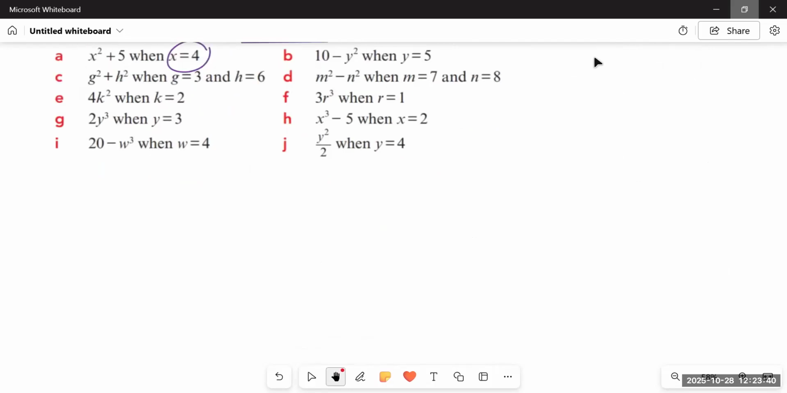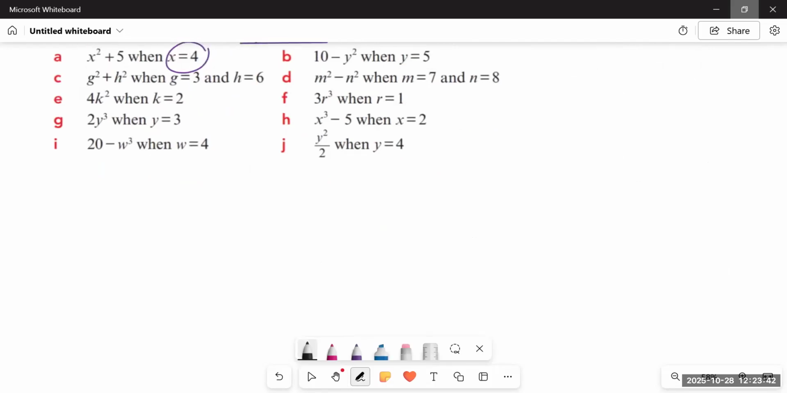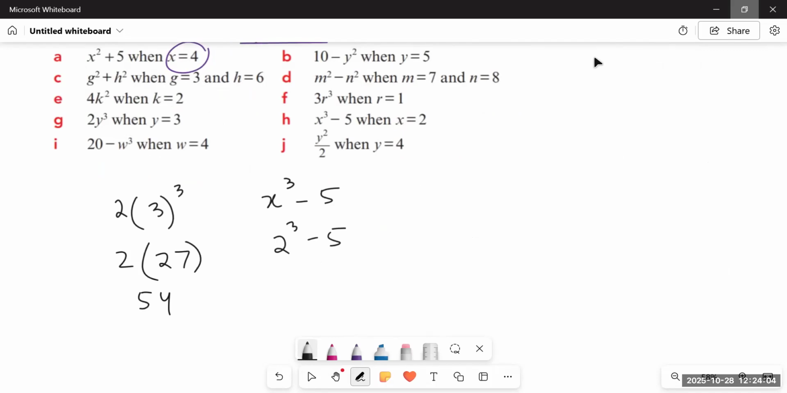Now, in the next part, we have 2y cube where the value of y is 3. So it becomes 2, 3 3s are 9, 9 3s are 27. Then we will multiply 27 by 2 and it's 54. Similarly, x cube minus 5, where x is equals to 2. 2 cube minus 5, the cube of 2 is 8. 8 minus 5 is equals to 3.